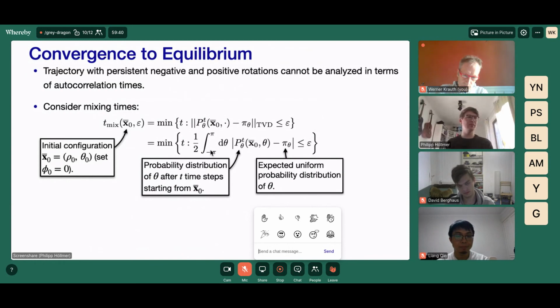So this p_t theta distribution is the probability distribution of my dipole angle after I've done t time steps in my sequential Monte Carlo scheme that all start from the same initial configuration x0. And we want to compute the total variation distance to the desired expected uniform probability distribution of my dipole angle.